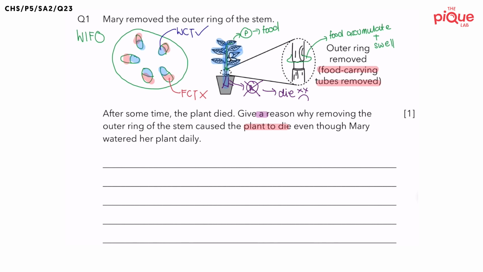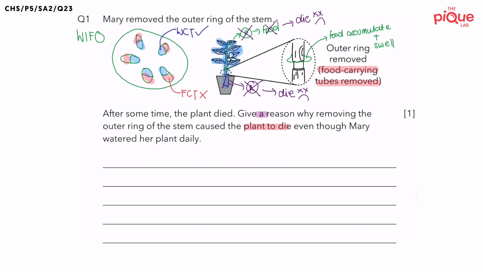When the roots die, will the roots still be able to absorb water for the plants? No. And without water, will the leaves still be able to carry out photosynthesis? No. Will the leaves still be able to make food? No. So eventually what happens to the leaves? The leaves are going to die as well. So this is the reason why the plants died.